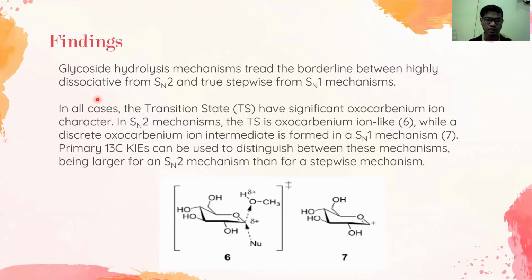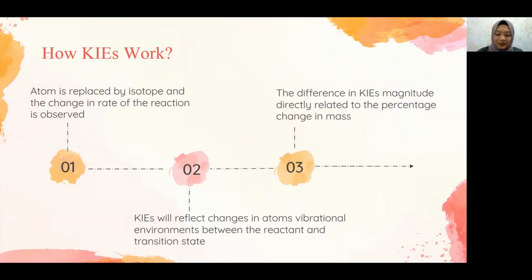For the findings, there are two reaction mechanisms used for glycoside hydrolysis, which are SN2 for the highly dissociative and SN1 for the stepwise. In all cases, the transition state has significant oxocarbenium ion character. For the SN2 mechanism, the transition state is like an oxocarbenium ion. This one, number 6. For the SN1 mechanism, a discrete oxocarbenium ion intermediate is formed. This one, number 7. Then, the primary 13C kinetic isotope effect can be used to distinguish between these mechanisms, where the SN2 mechanism is larger than the stepwise mechanism.